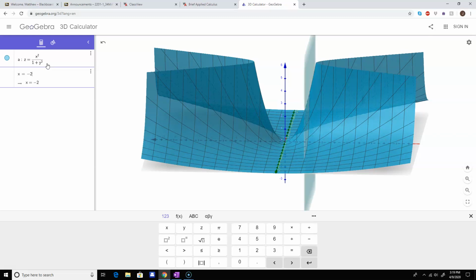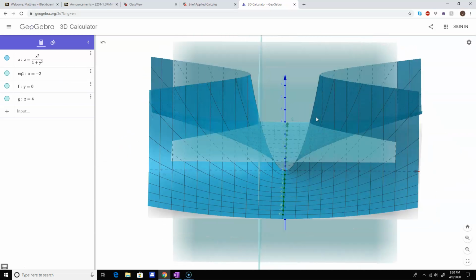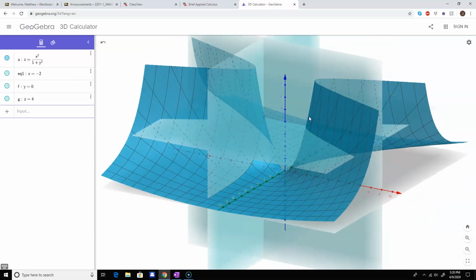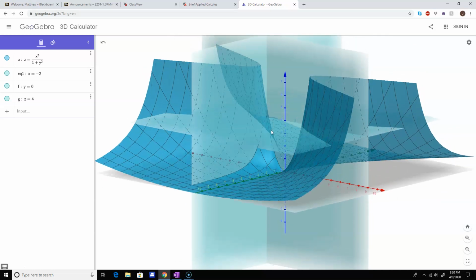We see that plane there, and then we could also graph, let's say, y equals 0, and then lastly we could graph z equals 4. And we have the intersection point of those 3 planes is the same as our ordered pair right there. So notice you can see our graph hits exactly that point. So we can see that our graph goes through this point where those 3 planes intersect.